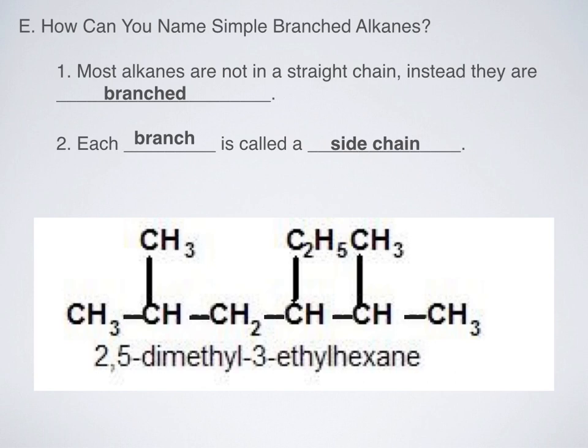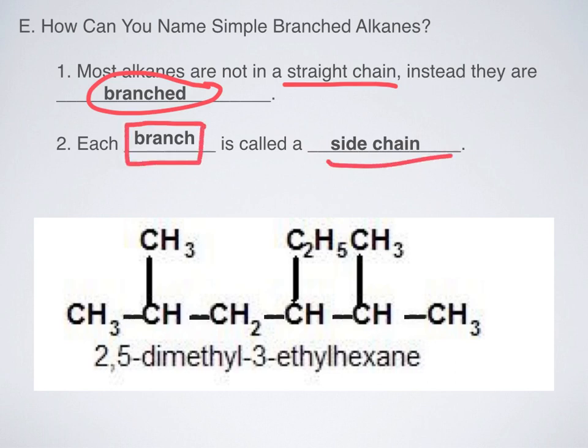Okay, so first thing we need to talk about. Most alkanes are not a straight chain. So we memorized methane and ethane and propane and butane going all the way down to decane. But here's the thing, most organic compounds are branched. And so each branch of a branched alkane is called a side chain.